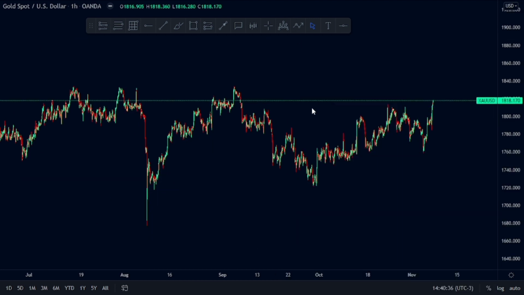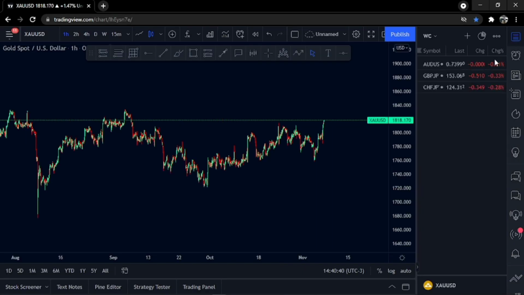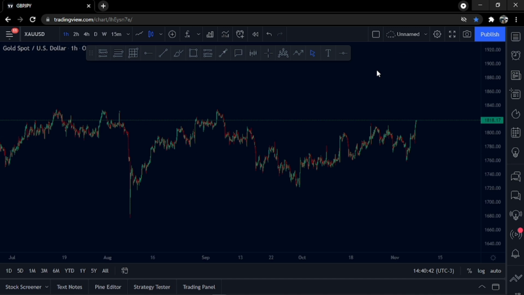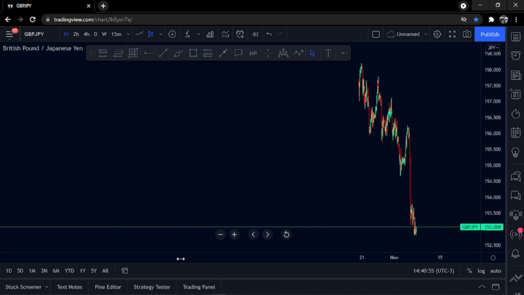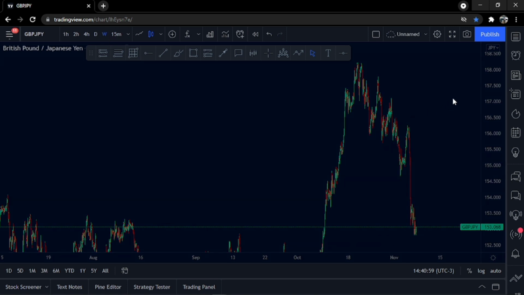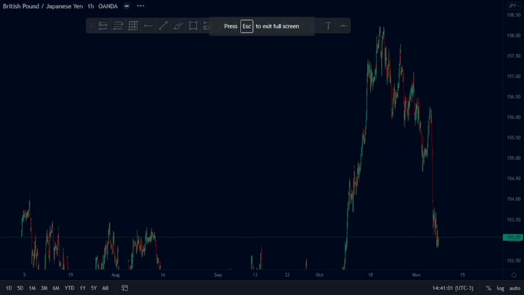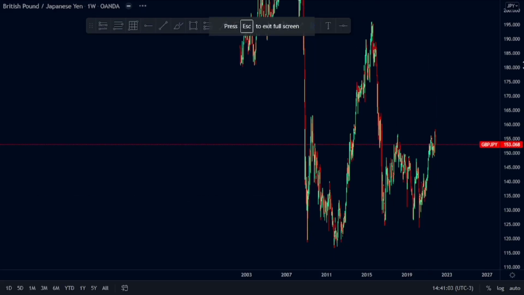So let us get to our pairs, which are GBPJPY, CHFJPY, AUDUSD. Like I said, we're still looking for selling opportunities. It's all about looking for continuation patterns from that point. Whenever you're analyzing the market, you have to keep your mind as neutral as possible at all times. As neutral as possible. So let us take a look at GBPJPY.